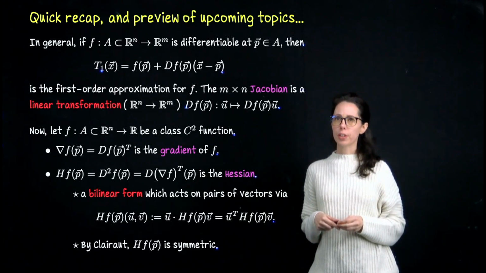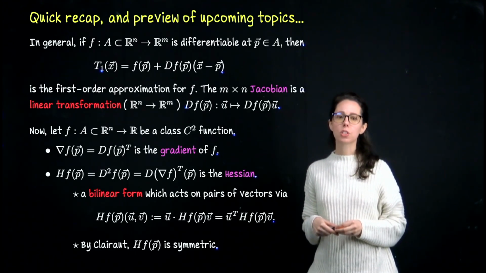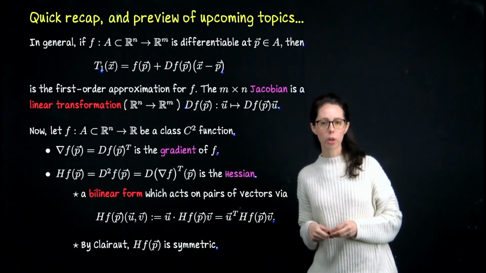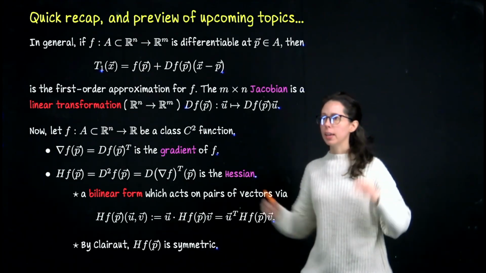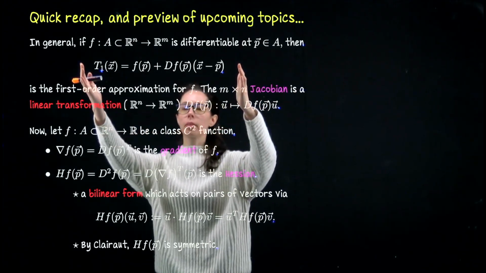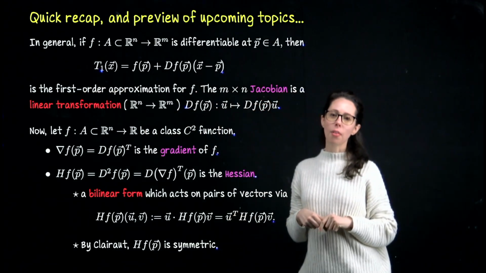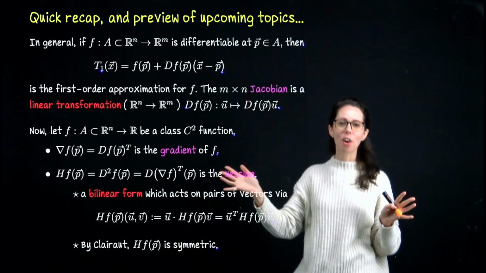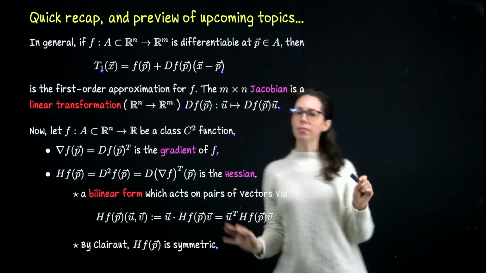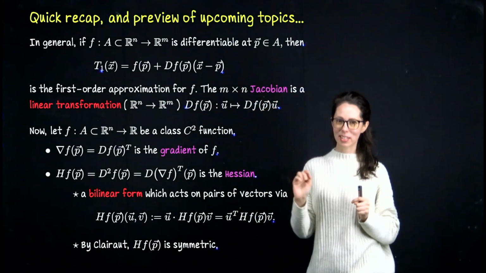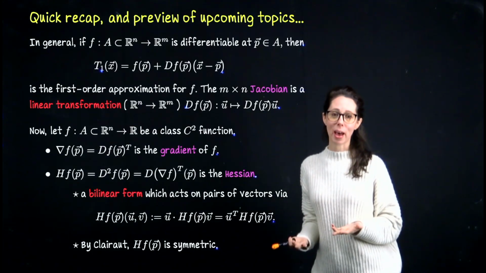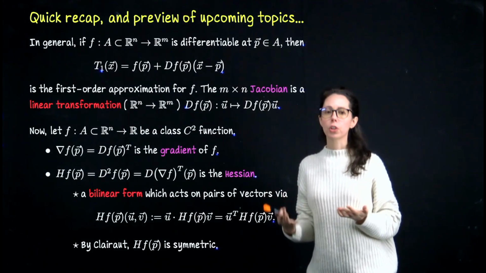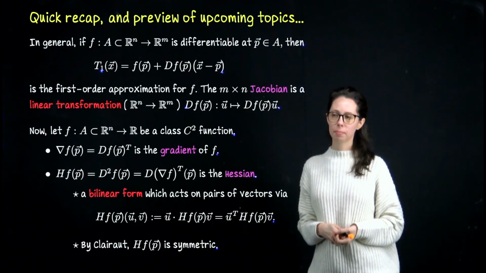If f is differentiable at some point p in its domain, then our first order approximation for f is given by this expression. We've seen this before, although I think I'm giving it a new name. From here on out, I'm going to call this T sub 1, T for Taylor. That will make more sense in an upcoming video why I'm going to name it that. But this is our familiar first order approximation for f.